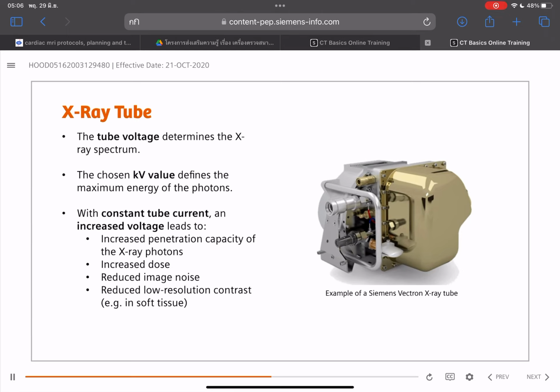When the tube current is kept constant, an increased voltage leads to increased penetration capacity of the X-ray photons, increased dose, reduced image noise, and reduced low-resolution contrast, for example, in soft tissue.